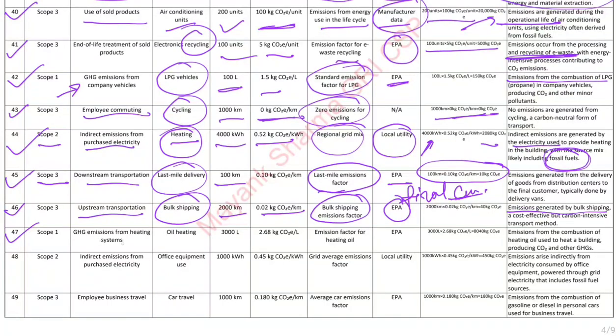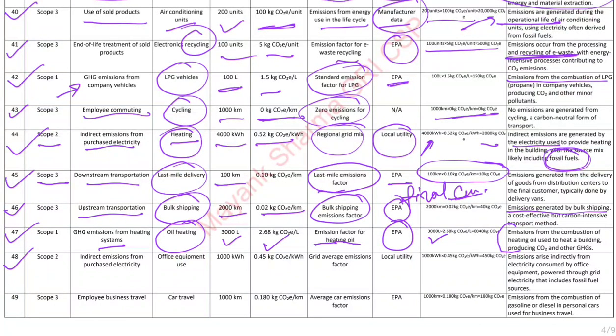Scope 1, GHG emissions from heating system. Oil heating, let's say suppose this is the oil quantity consumed. Emission factor for the heating oil. This is the reference for selecting the emission factor, EPA website. What we did here, the total quantity of the oil used multiplied with the emission factor. What is happening, basically these emissions are coming from combustion of this heating oil used to heat a building, producing carbon dioxide and other greenhouse gas emissions.